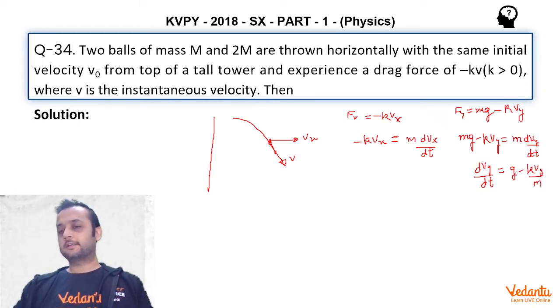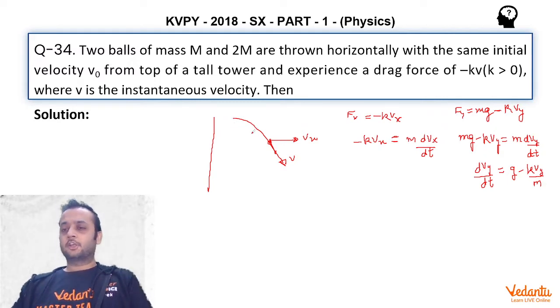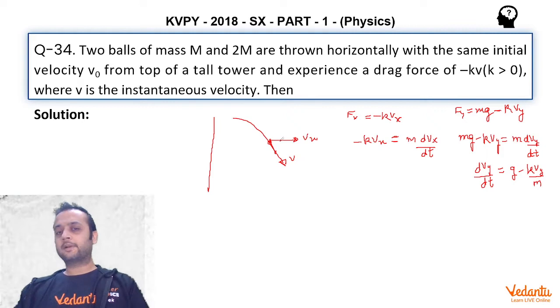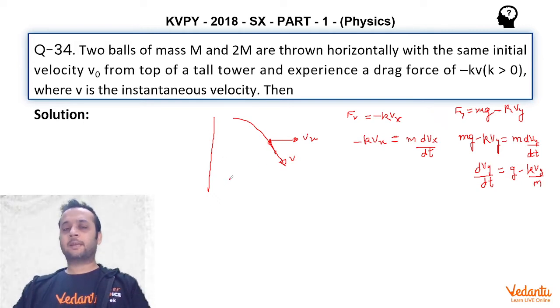Of course, this g is the same for both of them, and k is also the same. If both of them started with zero initial velocity in the y direction, the moment they start gaining some velocity in the y direction, this factor k by m will be different, because one of them has mass m and the other has mass 2m. So the acceleration in the y direction is different, and the displacement of both of them in the y direction will be the same. So the time of flight will, of course, be different. Now we will investigate the x direction.